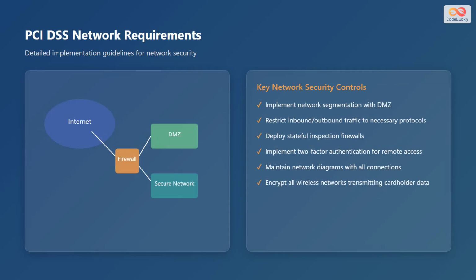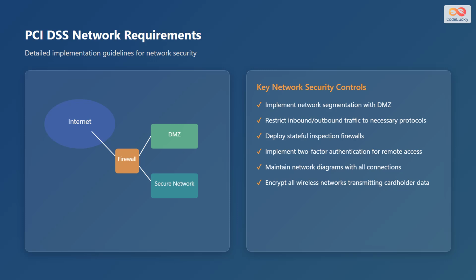Let's examine the detailed implementation guidelines for network security under the Payment Card Industry Data Security Standard. On the left, we have a network diagram. It depicts a typical network architecture that complies with Payment Card Industry Data Security Standard requirements. It includes elements such as a firewall, the internet, a demilitarized zone, and a secure network. On the right, we will explore key network security controls. First, implement network segmentation with a demilitarized zone to isolate cardholder data. Second, restrict inbound and outbound traffic to only the necessary protocols and services.